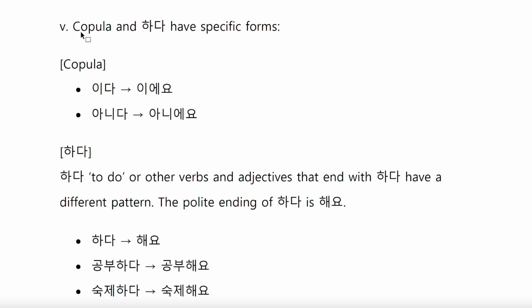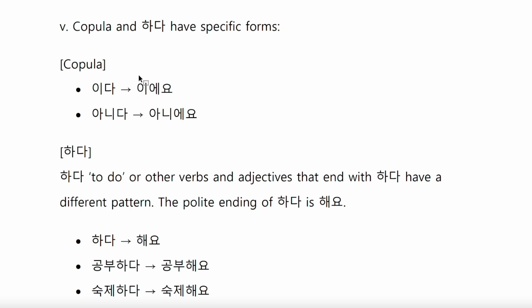Copula, do you remember copula? 저는 한국 사람이에요, 미국 사람이에요. So you remember 이에요, 그쵸? 이에요. And 하다 means to do. 하다는요, it's a very basic verb. 그래요. 그래서 this copula, 이다 and 아니다 and 하다, they have specific forms for this polite ending, present tense form. For 이다, we need 이에요. We already learned this form. 그렇죠. 저는 한국 사람이에요.